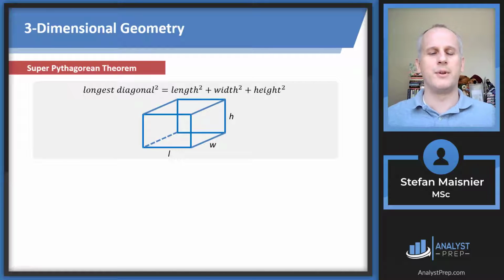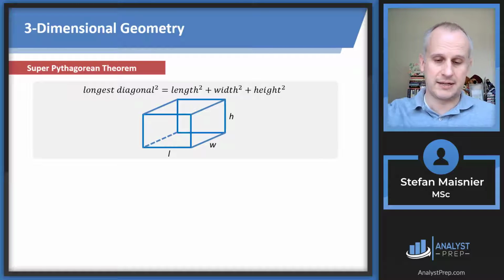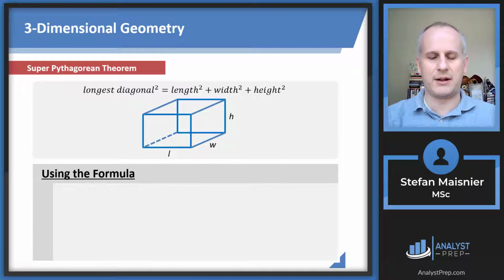So here we've got our box. We've got our length, our width, and our height, and we know that the longest diagonal squared is equal to the length squared plus the width squared plus the height squared. And you can see how this looks like the Pythagorean theorem extended. So let's talk about how we get there and how to use this formula.